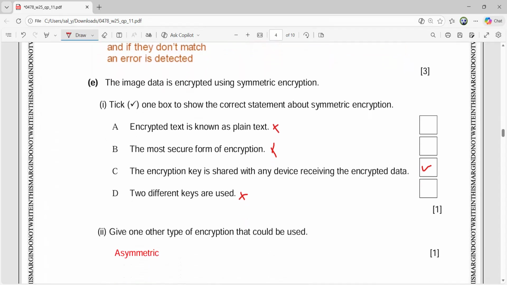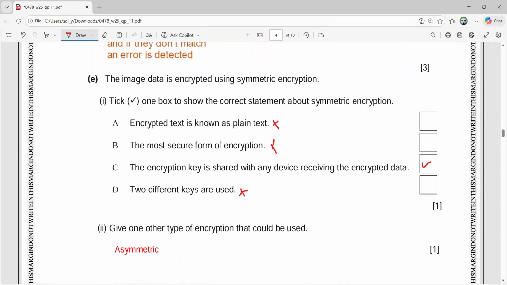Just be cautious and you will be able to score. Give one other type of encryption that could be used. Symmetric is mentioned, so it means you have to write asymmetric with the right spelling, and you will be able to score 1 out of 1.